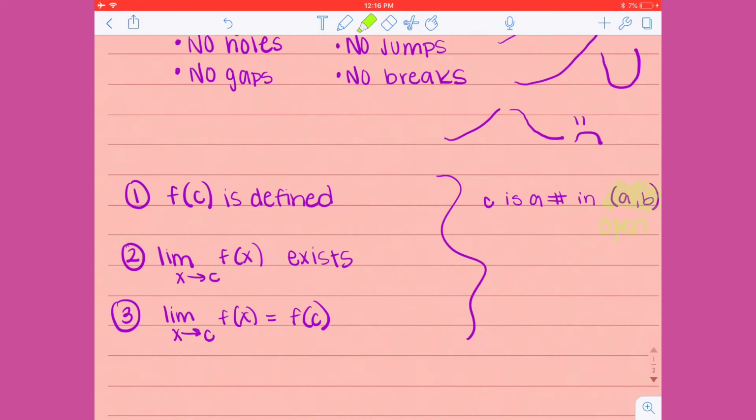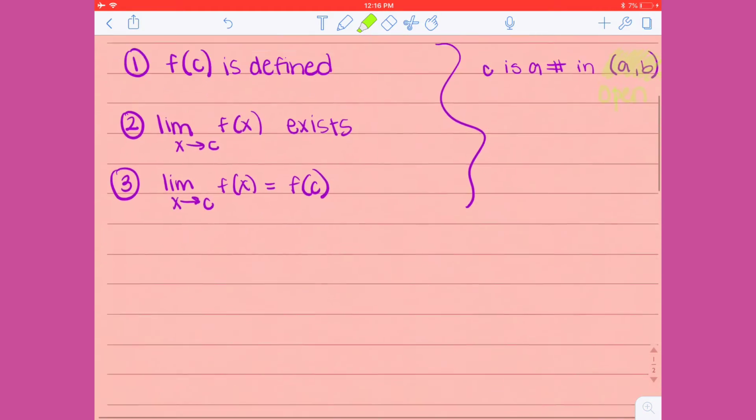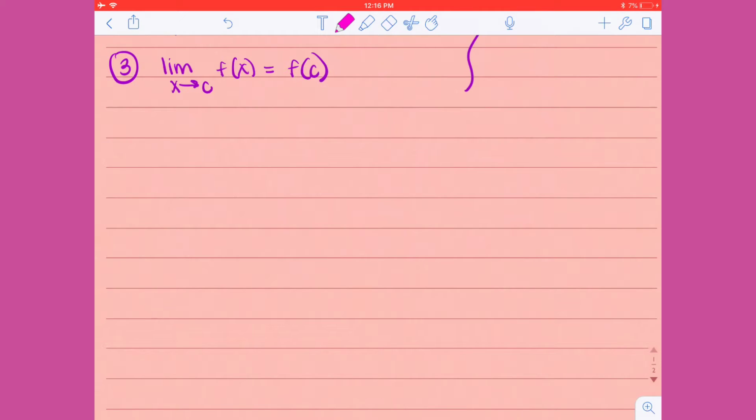So again, this is the formal way of saying continuity means there's no holes, no gaps, no jumps, no breaks. You are able to find values for each x that you are looking for. Now, I may also care about continuity on a closed interval. So I want to make sure I provide you with those guidelines. So again, we're going to be talking about a function f, but now we're going to be looking at the closed interval a to b.